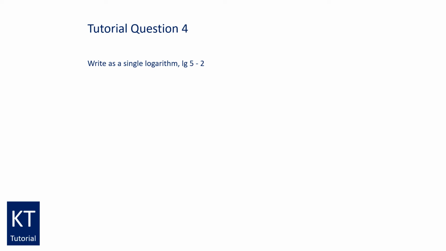Tutorial question 4. Write as a single logarithm log of 5 minus 2. For starters, 2 can be restated as 2 log of 10, which is equal to log of 10 squared or log of 100. By applying the laws of logarithm, this is equal to log of 5 over 100 or log of 0.05.